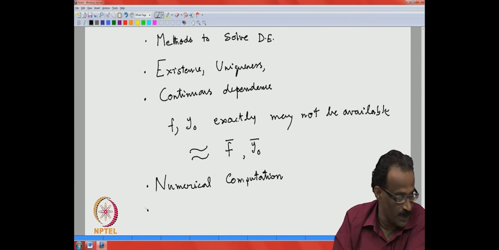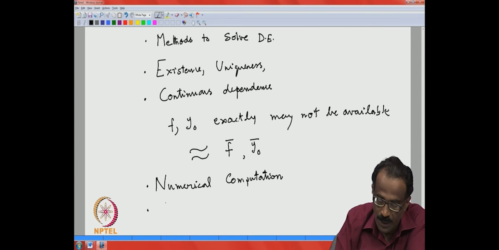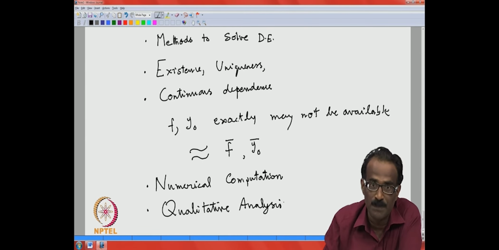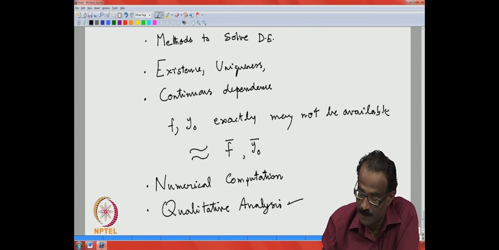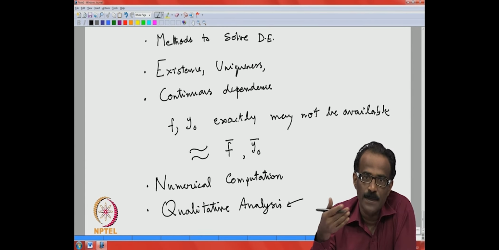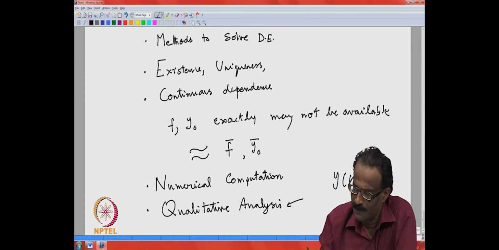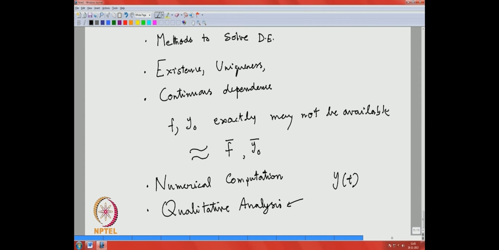And the last and important part which we will be covering is what is called qualitative analysis. This also has multiple purposes. One of the reasons is that in many situations you may not be interested in the actual solution. For example, if Y(t) is the solution, you do not want to know what Y(t) is at each time. Your interest is what happens to Y(t) as time progresses. You may not be interested in the whole path.